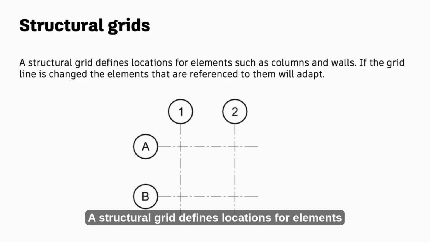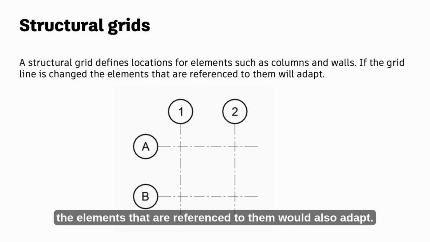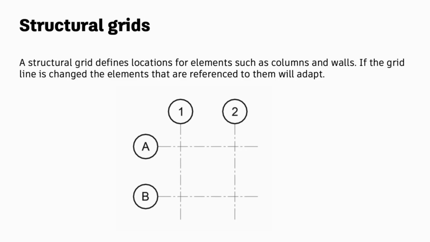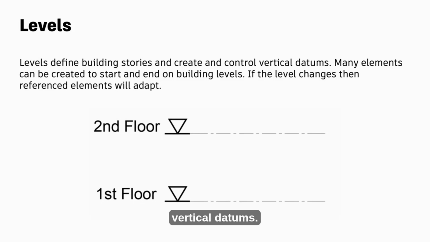A structural grid defines locations for elements such as columns and walls. If the grid line is changed, the elements that are referenced to them would also adapt. Levels define building stories and create and control vertical datums.